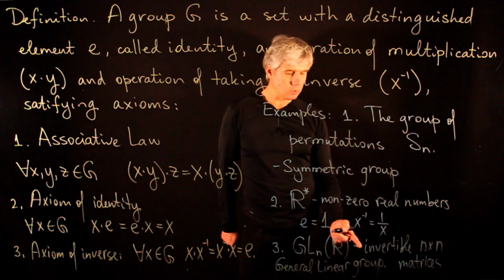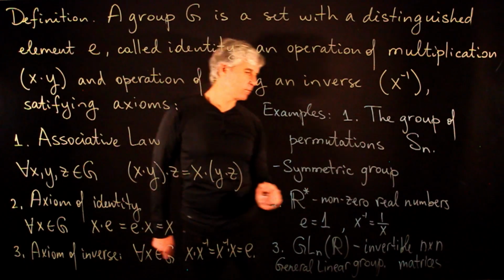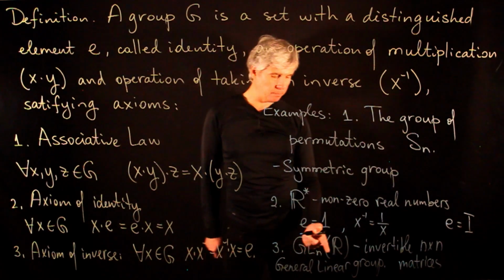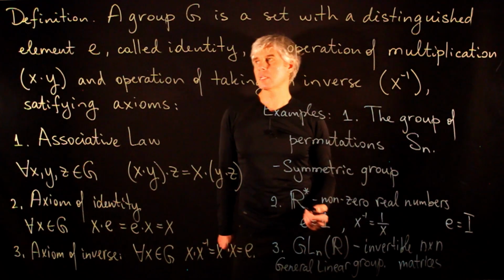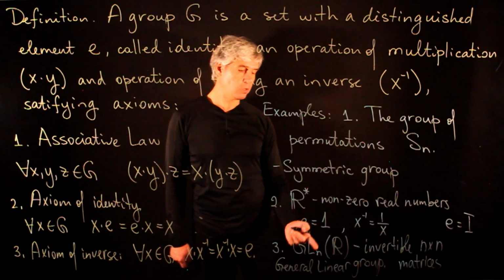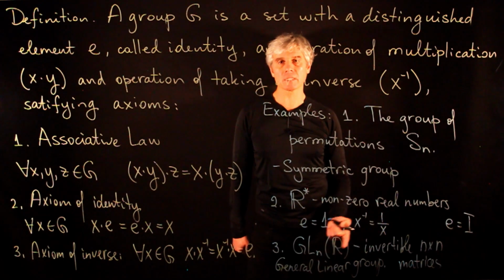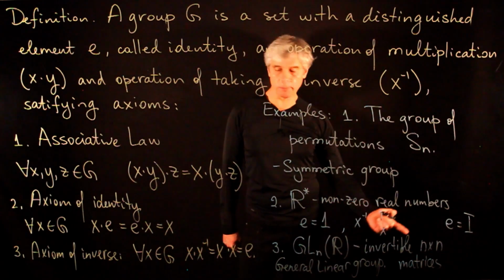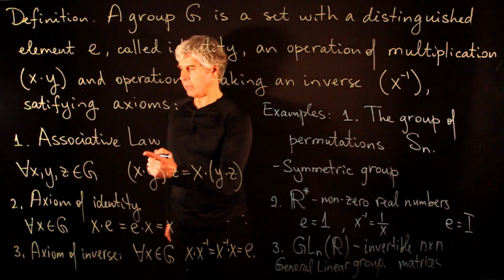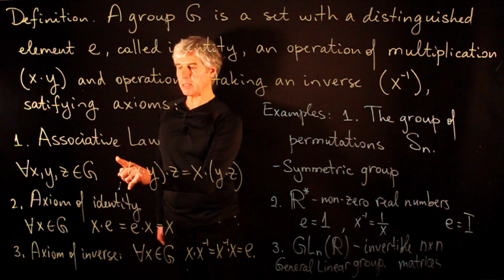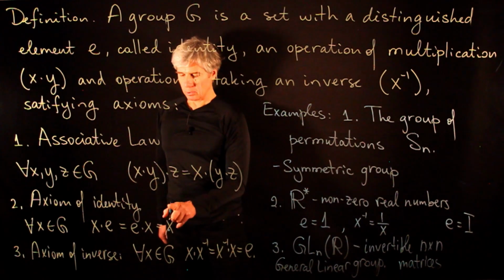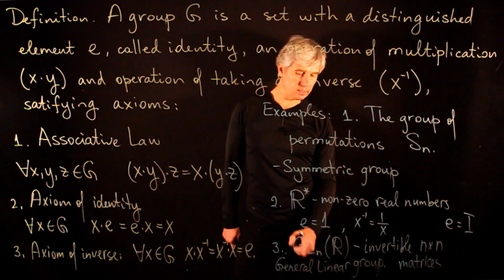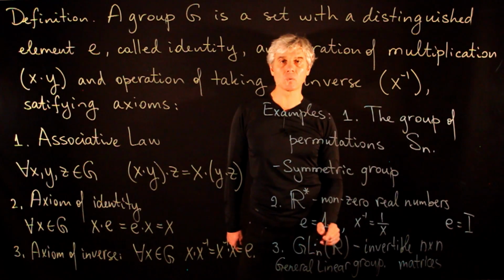And indeed, we have the identity element in this group, which is the identity matrix. And the multiplication operation in this group is multiplication of matrices. And we know that the product of two invertible matrices is invertible because we have an explicit formula for the inverse of the product of two invertible matrices. And we see that multiplication of matrices does satisfy the associative law. So we have the axiom of identity and the axiom of the inverse. So this tells us that here we have yet another example of a group.